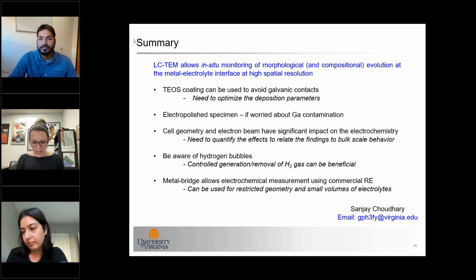So the first one I have here is, thank you so much for the presentation. How long is a typical corrosion experiment when everything is going well? Like how long are you in the TEM, it sounds like maybe?